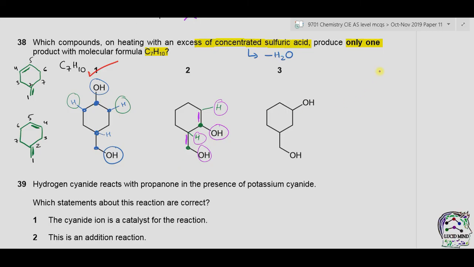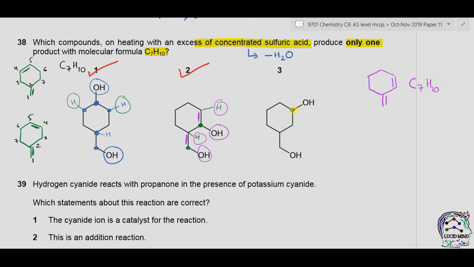The structure of product is like this. There are 7 carbon atoms and 10 hydrogen atoms in total. So only one product is formed. Option 2 is also correct.